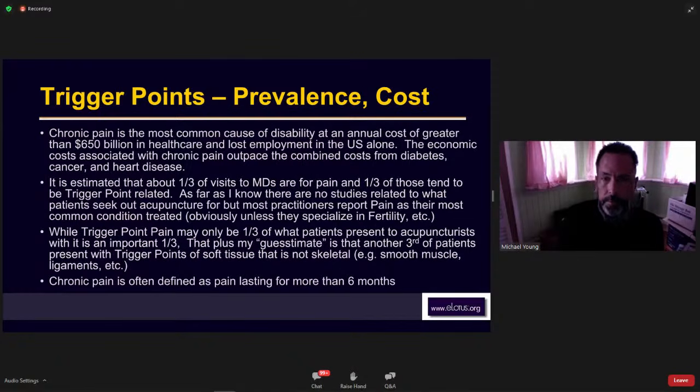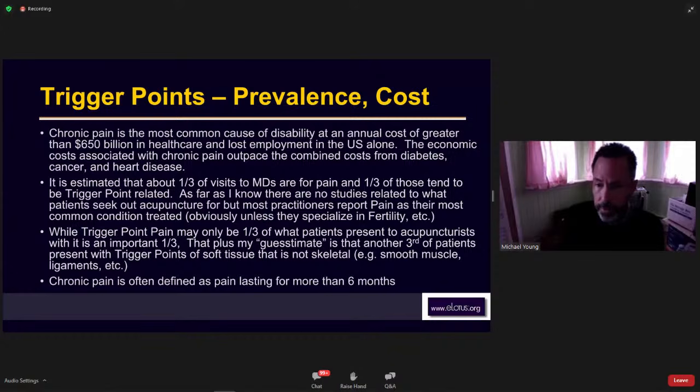Chronic pain, the most common cause of disability, has an annual cost greater than 650 billion, and the economic costs associated with chronic pain outpace combined costs from diabetes, cancer, and heart disease. It's estimated that about a third of visits to MDs are for pain, and about a third of those tend to be trigger point related.